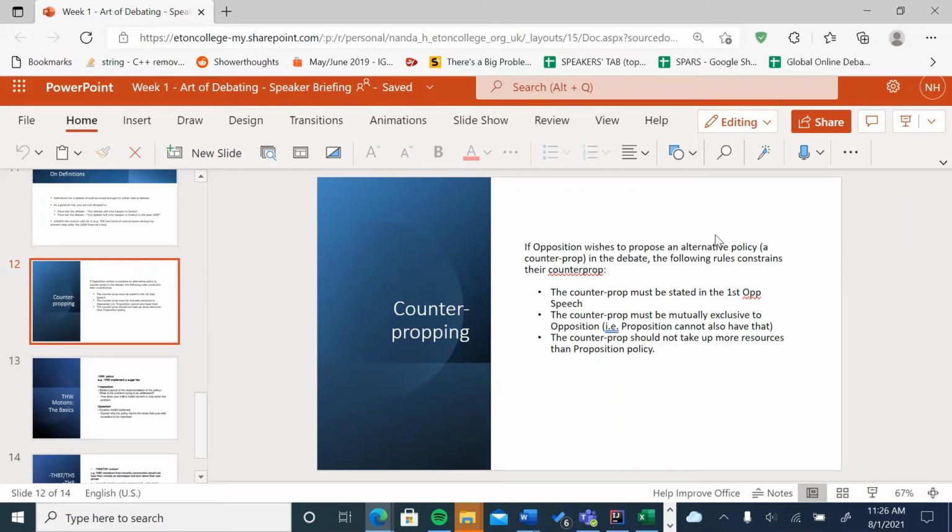So you can, as the opposition, pass any counter policy that you would like, but they do need to follow certain rules. So it does need to be stated in the first opposition speech. That's only fair to give the proposition side enough time to react to your stance. Secondly, it needs to be mutually exclusive to the other side. So there's no sense in proposing a policy that proposition can just stand up and say, actually, we can do that too. So you do need to explain why it's the case that proposition can't also do that policy.